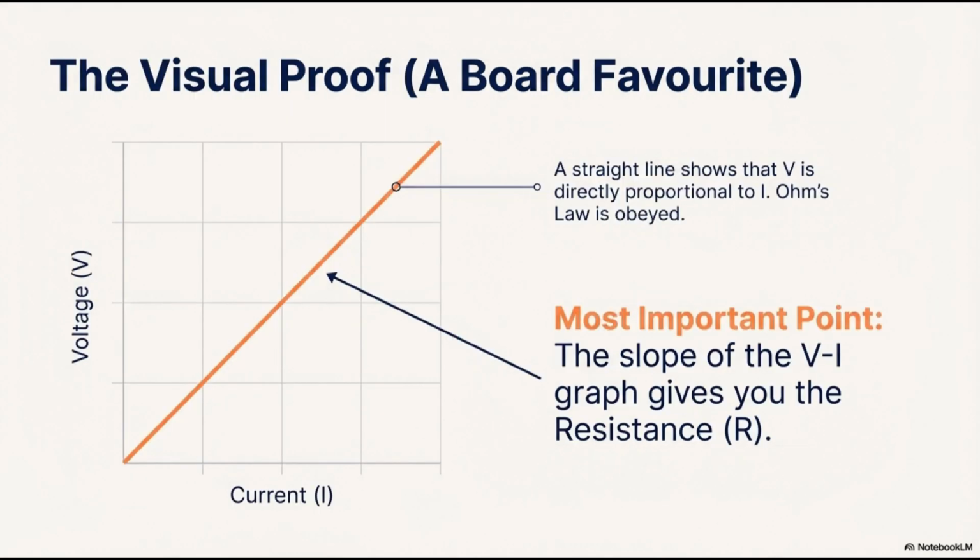VI graph. The VI graph is very important for board exams. Current is on the x-axis and voltage on the y-axis. A straight line graph means Ohm's law is followed. The slope of this graph gives us resistance.